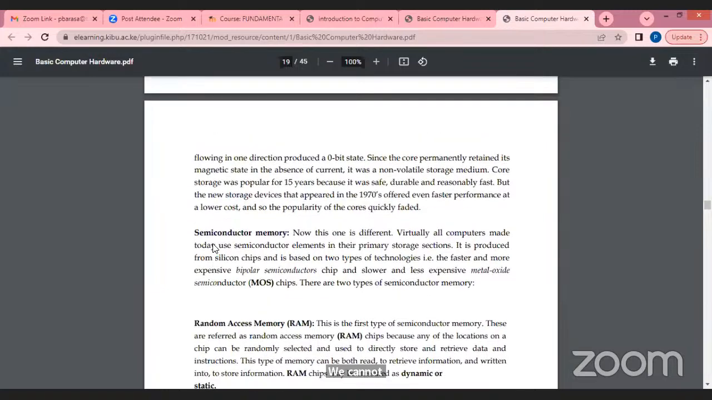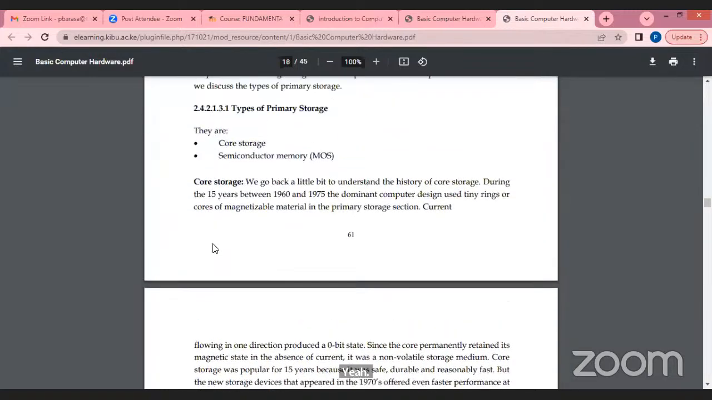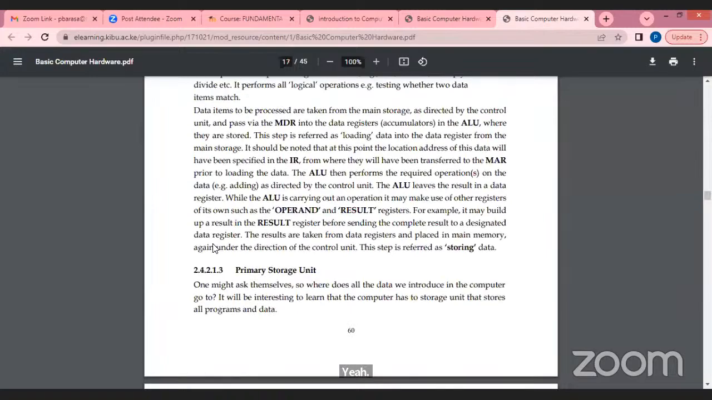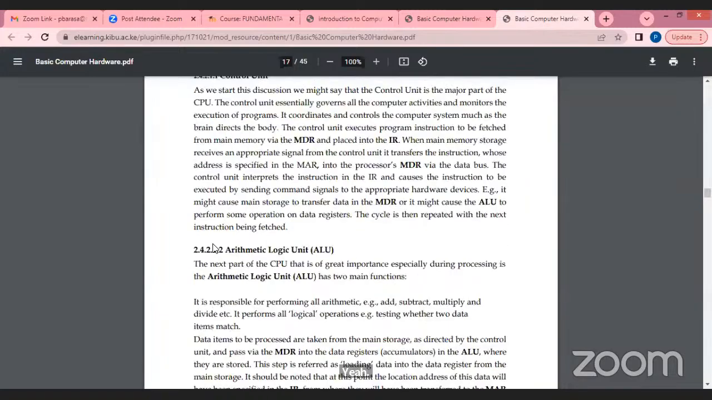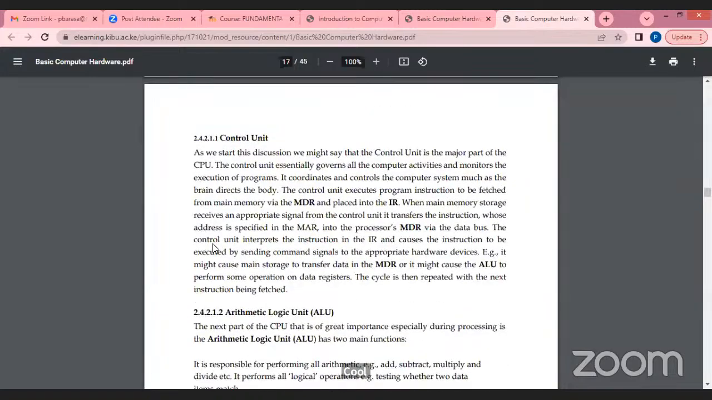So let's now look at what we call the control unit. As we start this discussion, we might say that the control unit is the major part of the CPU, that's the central processing unit. And the control unit essentially governs all the computer activities and monitors the execution of programs. It coordinates and controls the computer system much as the brain directs the body.